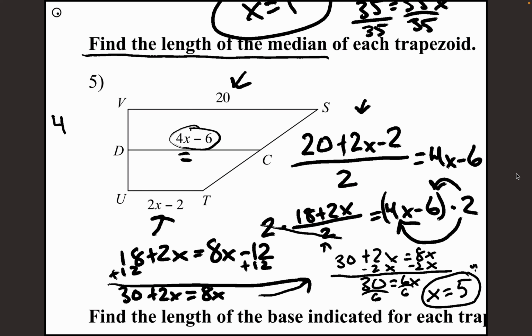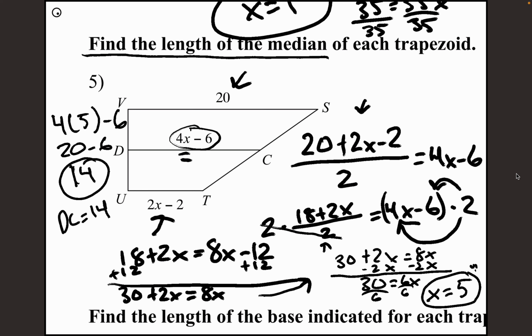So I'm going to do 4 times 5 minus 6. 4 times 5 is 20 minus 6, and then 20 minus 6 is 14. So my value of DC equals 14. Okay, perfect. And that's exactly what I need to do right there.